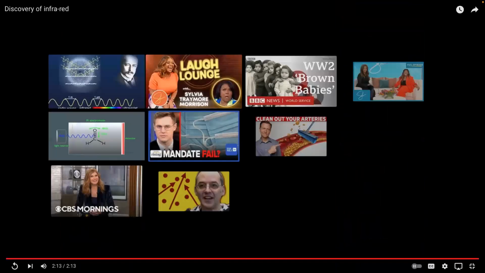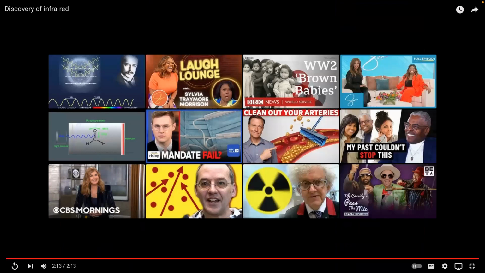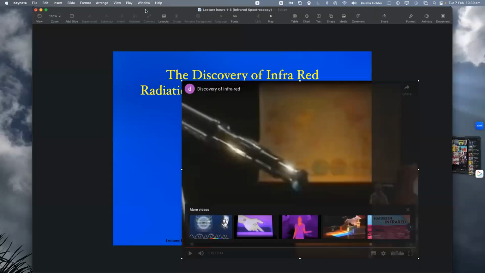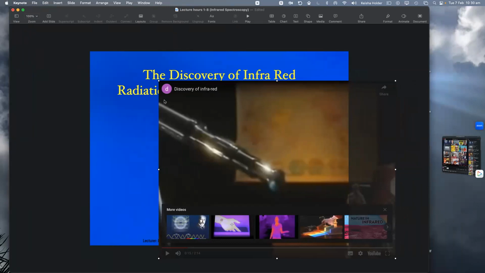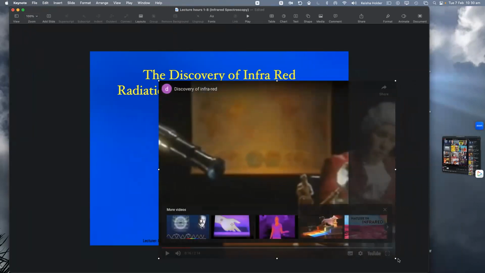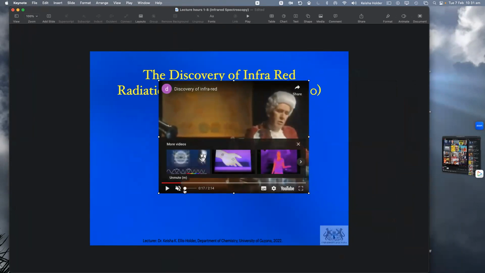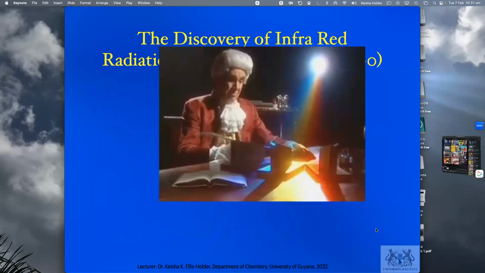All right, so that's the simple explanation for how we got here in terms of IR. And the reason why that was a significant discovery is because that was the first discovery of invisible radiation. So up to this point, the scientific community was of the impression that all radiation was visible. And so this was a game changer. All right, so let me continue with what we were saying.